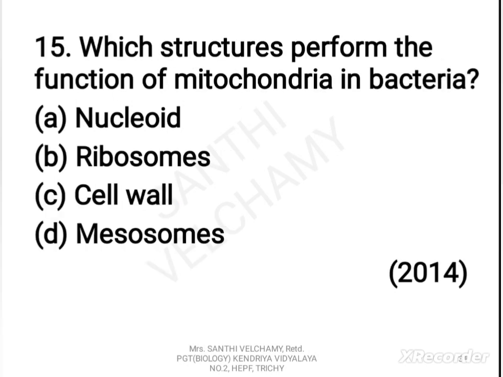Now the next question. So which structures perform the function of mitochondria in bacteria? A. Nucleoid, B. Ribosomes, C. Cell wall, D. Mesosomes. The correct answer is D. Mesosomes. Mesosome is characteristic specialization of bacterial cell membrane that develops as an ingrowth. It consists of vesicles, tubules, and lamellae. They also increase the surface area of plasma membrane.